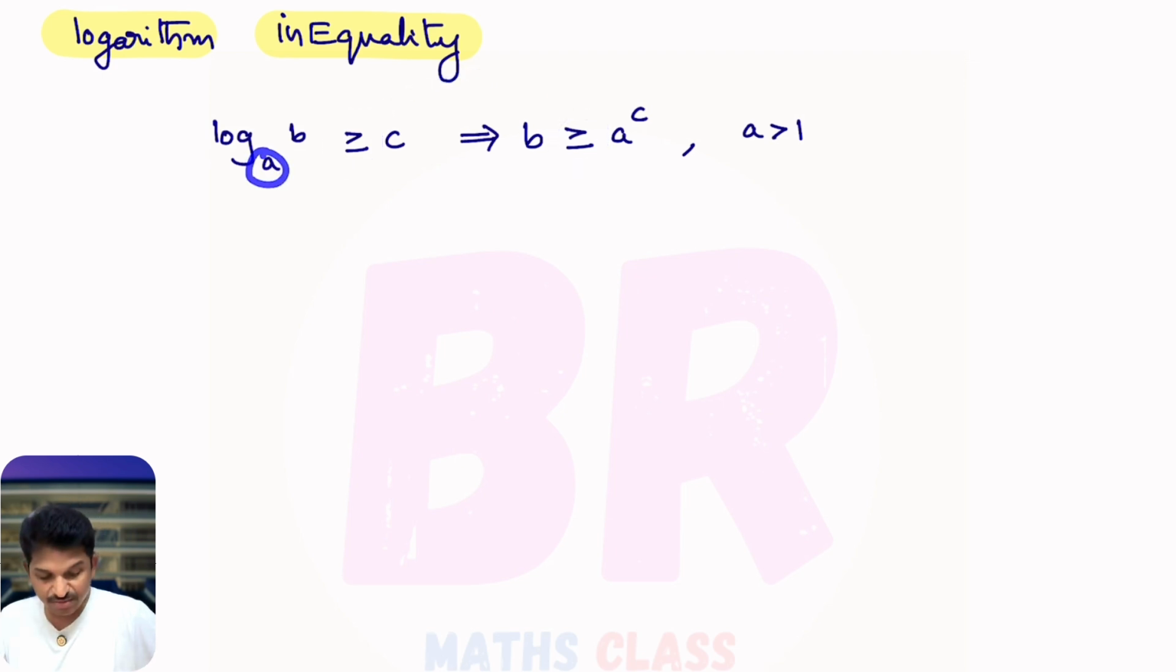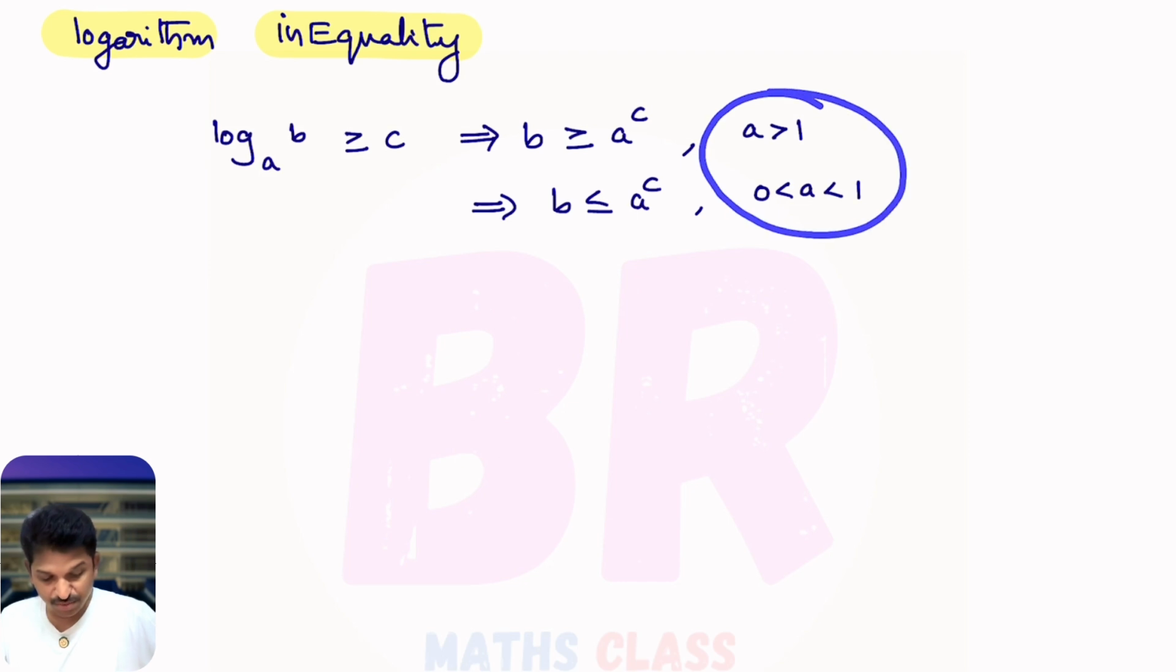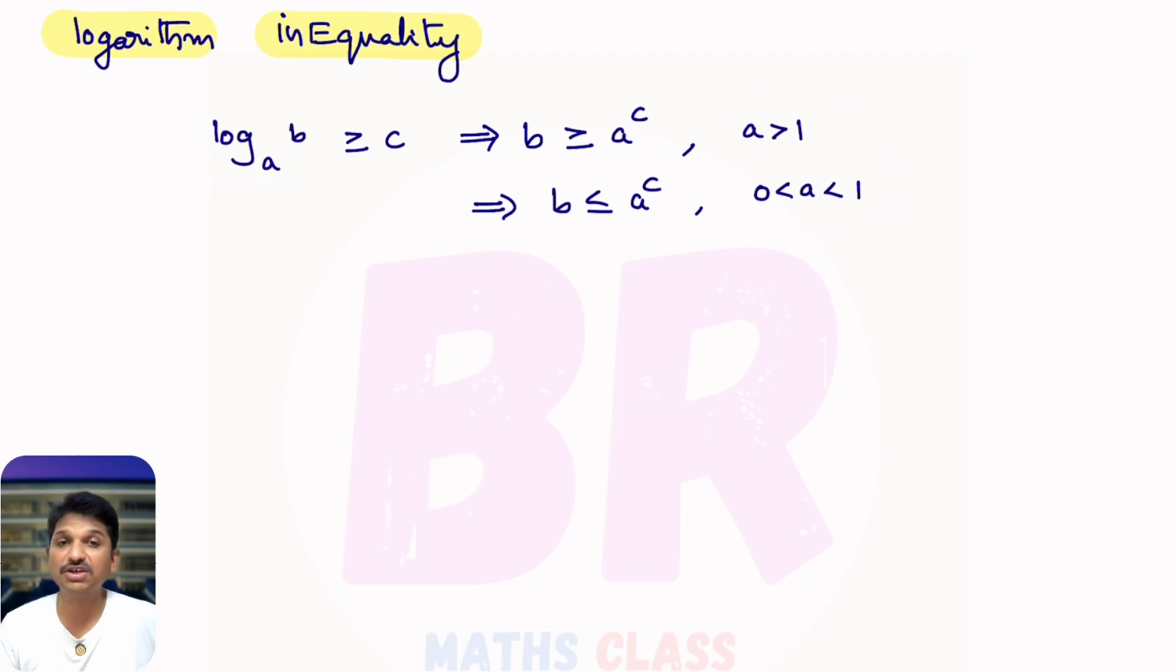In case this base value lies in between 0 and 1, in that case, inequality sign changes. That means b is less than or equal to a power c, we will write when 0 less than a less than 1. Actually, this is happening because logarithmic function is decreasing function. In applications of derivatives, there is a concept, increasing function, decreasing function. There you will learn these things more clearly.